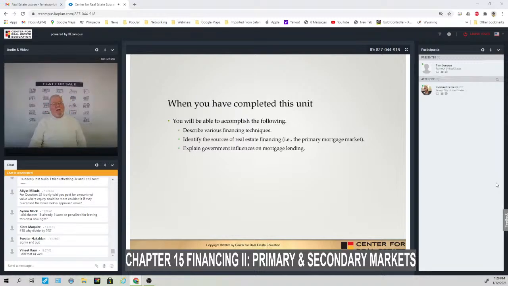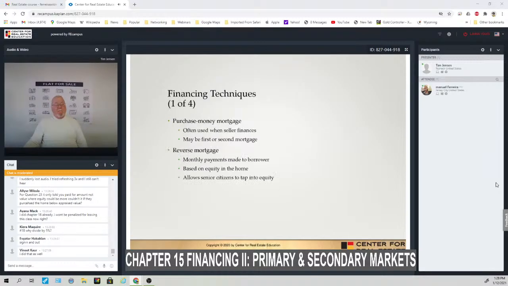Not why people get that kind of loan, or what conditions they would have. Don't worry about that. Just understand these are types of loans that we're going to be describing. You should also be able to identify the sources of real estate financing, primary markets. Where do you get mortgage money from? And explain government influence on mortgage lending. We're going to talk about the secondary mortgage markets and government influences in those as well. So, different types of financing techniques by the use of their program. In other words, different types of loans for different purposes.